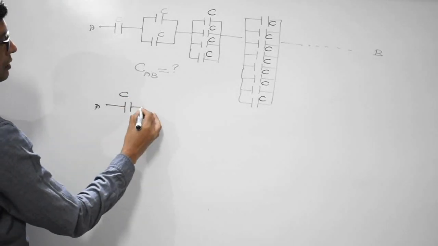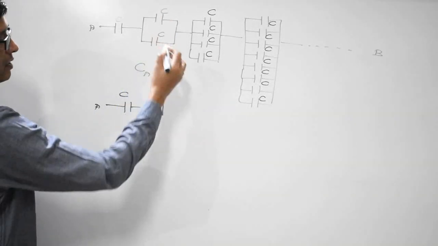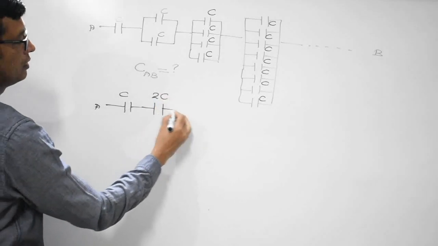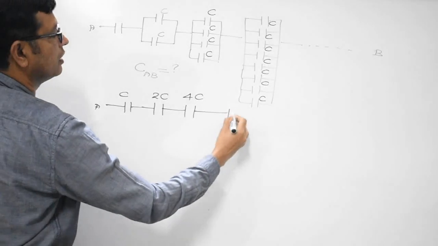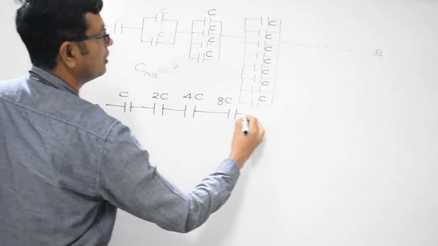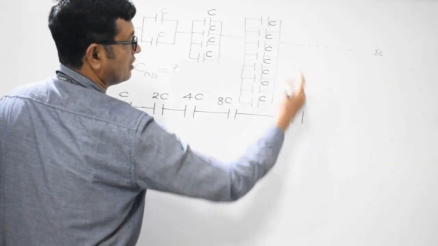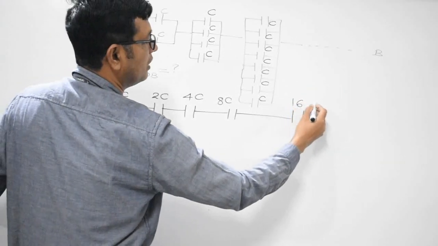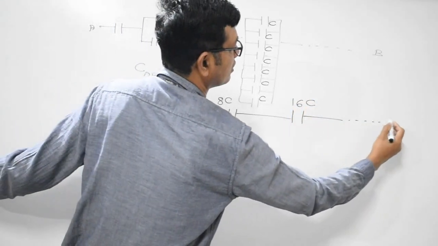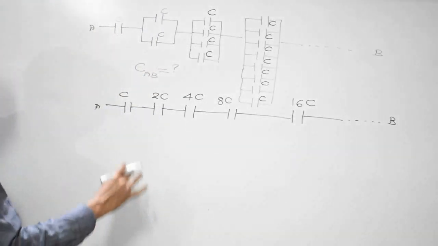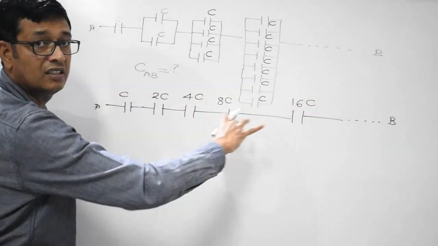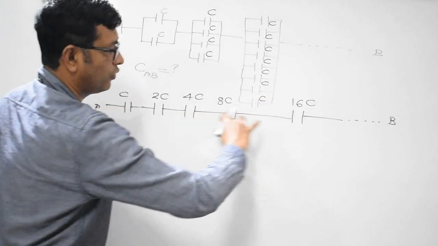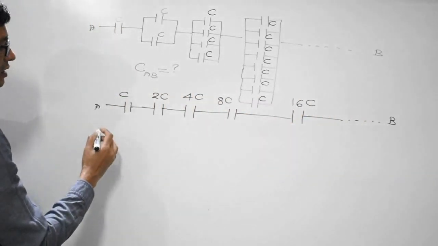It will be C. These two are connected in parallel, so resultant will be 2C. Here these four are connected in parallel, it will be 4C, then it will be 8C. Then in the next one where 16 capacitors are connected in parallel, it will be 16C, then 32C, 64C and so on. Now all these are connected end-to-end, so they are connected in series. The charge across each of these capacitors will be constant.